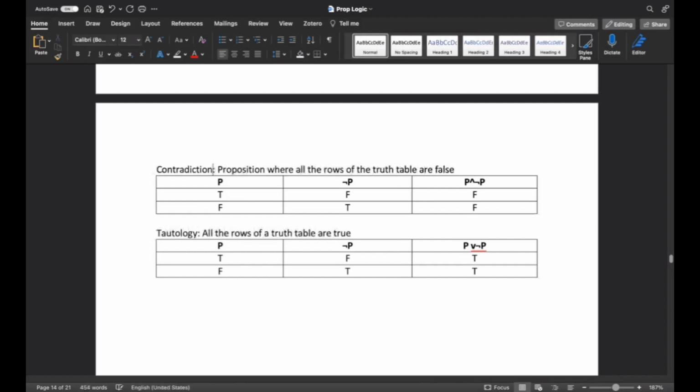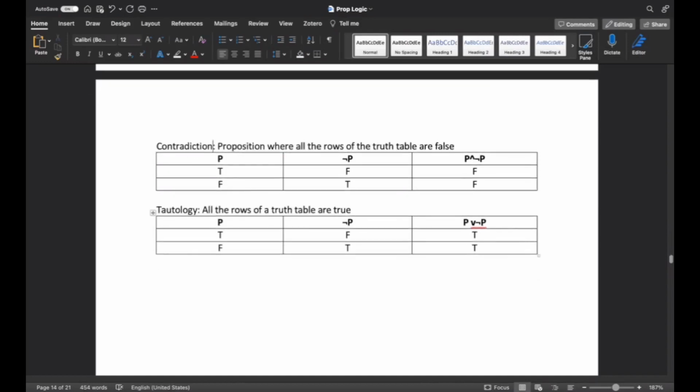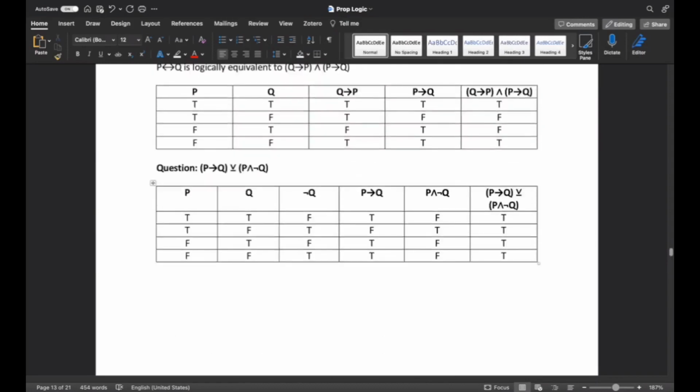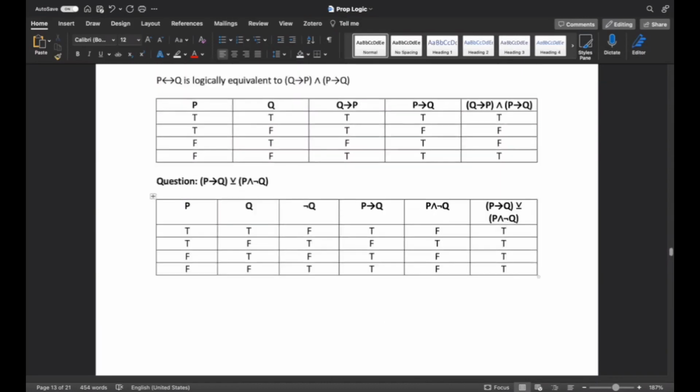So the previous example, the one before the contradiction, can you show me that? That's an example of a tautology then. Exactly. Okay.